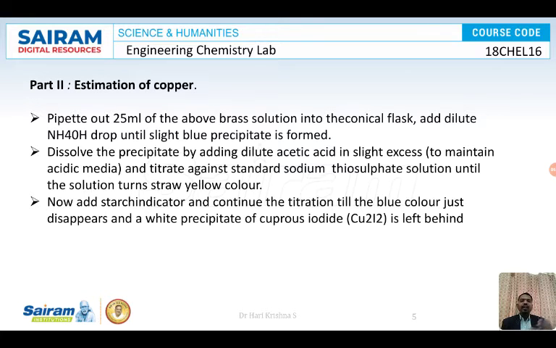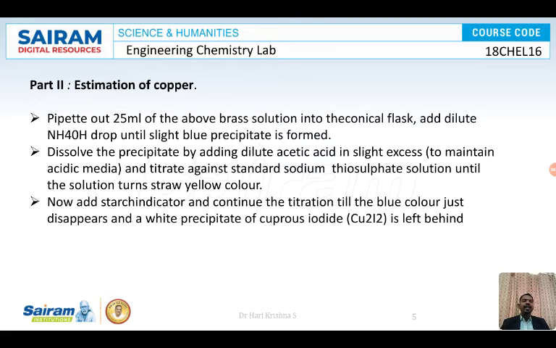Then you're going to add potassium iodide. Once you get light blue color, we're going to add 1 test tube of potassium iodide. As soon as you have potassium iodide, you're supposed to start the titration. So before starting the titration, you're supposed to fill the burette with sodium thiosulfate and keep it ready. As soon as you add potassium iodide, the reaction is very spontaneous.